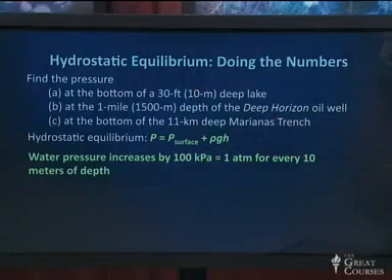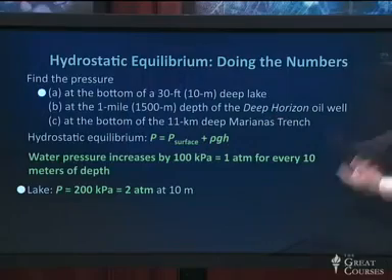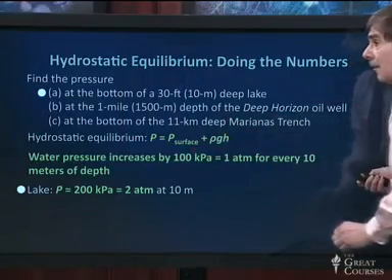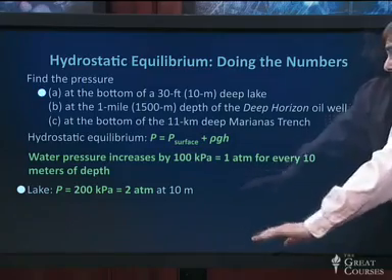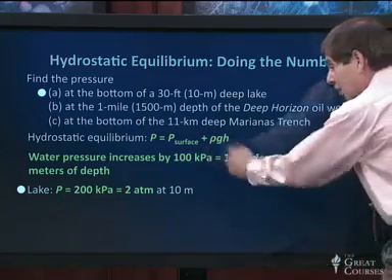So we immediately have the answer to our problem for the lake. The water pressure increases by 100 kilopascals for every 10 meters of depth. That is 1 atmosphere. So in the lake, we're at 200 kilopascals. That's what we had at the surface, plus this additional 1 atmosphere that we got for going down 10 meters. So we're at 2 atmospheres, double atmospheric pressure, by going down only 30 feet.